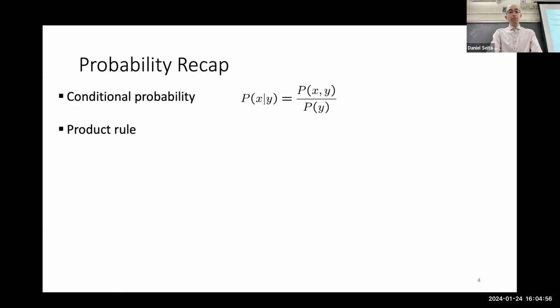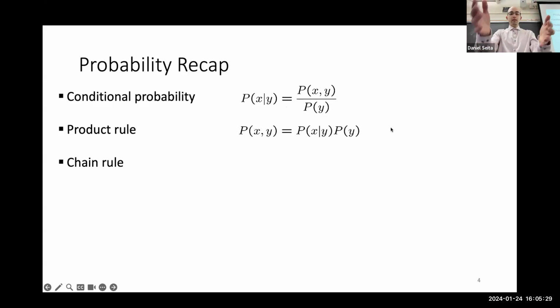So we covered the product rule, which is true for any joint probability with 2 random variables. Anytime you have probability of x and y, you can always factorize it as probability of x given y times probability of y. You can also do the same thing if you reverse things. If you prefer probability of y given x, you just change this to be probability of x.